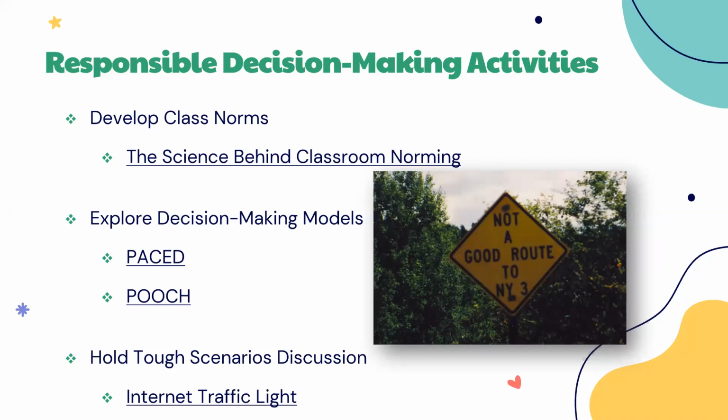And then the last one, so we're actually going to be doing an activity for this last one. The internet traffic light is a mechanism that I've used with students to have discussions about some different tough scenarios. You certainly could make a copy of this and do your own version. I adopted it from Common Sense Media.